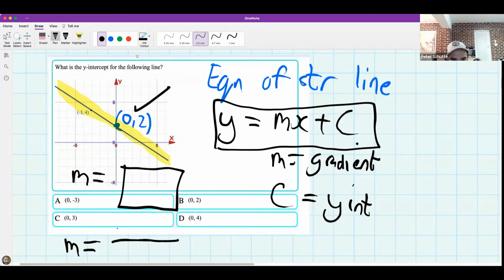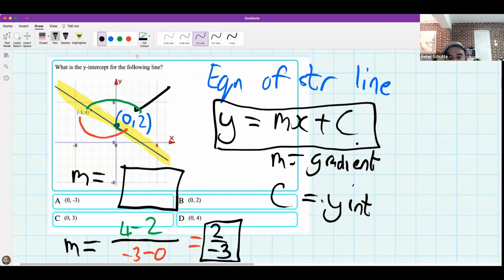So let's see what we get for gradient. Now, I'm going to start with this point. Notice how I'm doing my y's first. Okay, so watch out. It's not just 2/3, it's minus 2/3. Now, what's the equation of this line going to be? That's what I want to know from you guys.